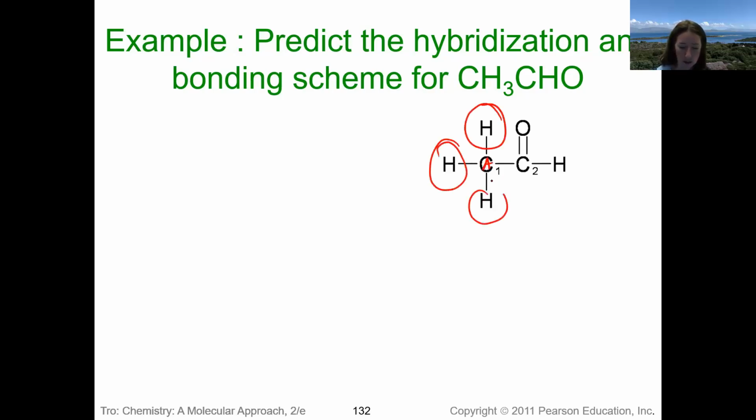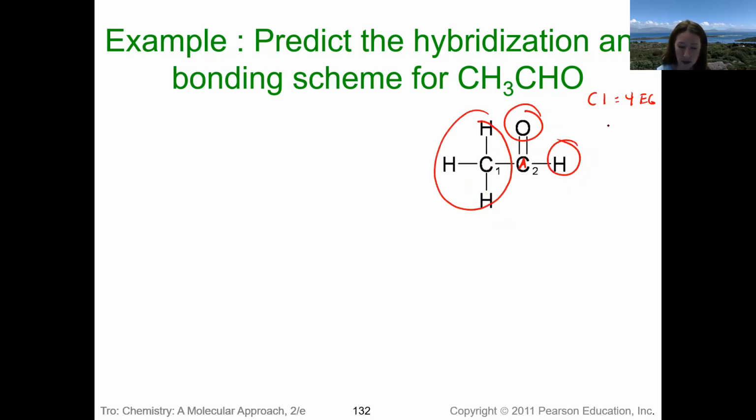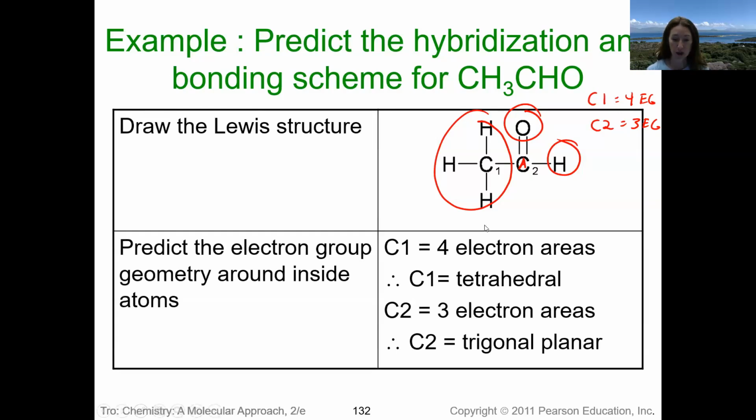Here's B, B, B, B, right? So that's going to be AB4, 4 electron groups. So carbon 1 has 4 electron groups. Carbon 2, if this is our A, here's B, B, B. So carbon 2 has, sorry, 3 electron groups. I can count. 3 electron groups, right? So AB4, that's tetrahedral. AB3, trigonal planar.